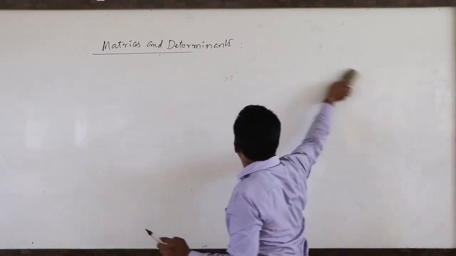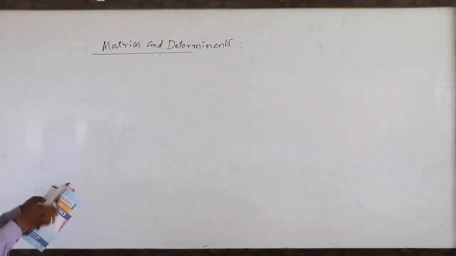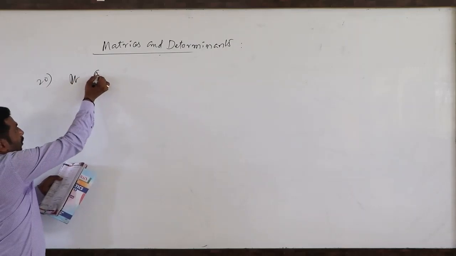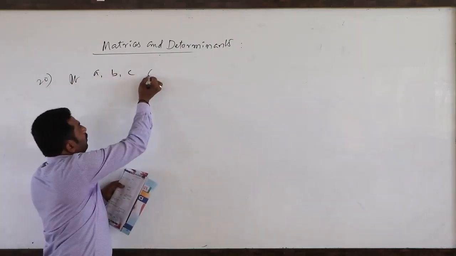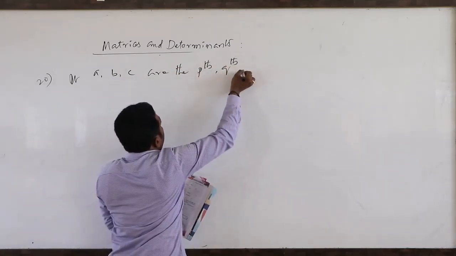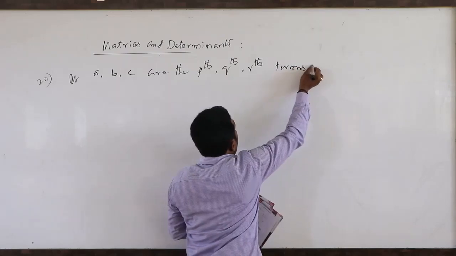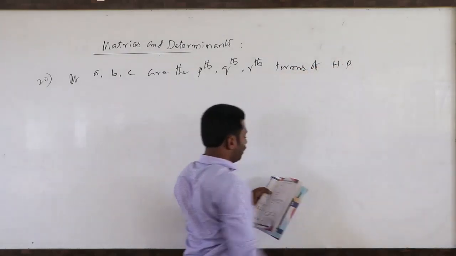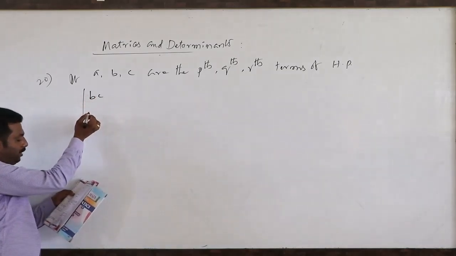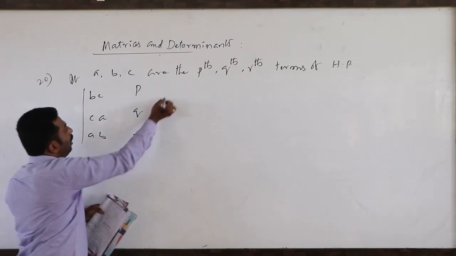Next question. Number 20. If a, b, c are the pth, qth, rth terms of an HP, then the value of the determinant with rows bc, ca, ab, p, q, r, and so on.